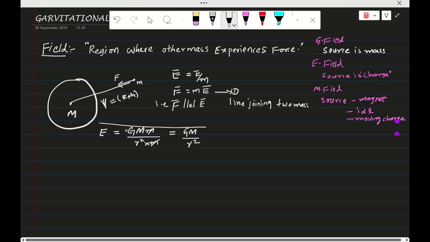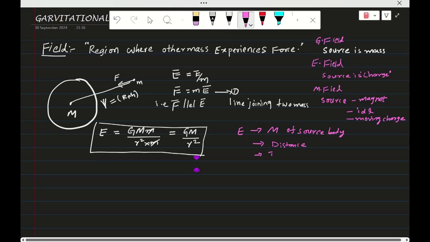So it is very clear that the strength of the field depends on the mass of the source body, and depends on the distance, that means the position of the body. It is independent of the mass of the particle.